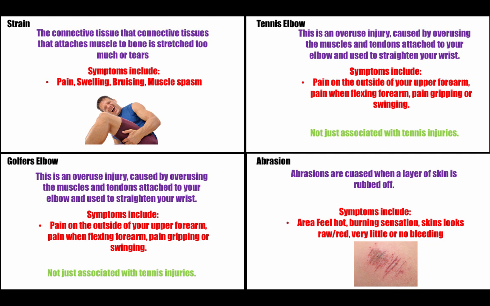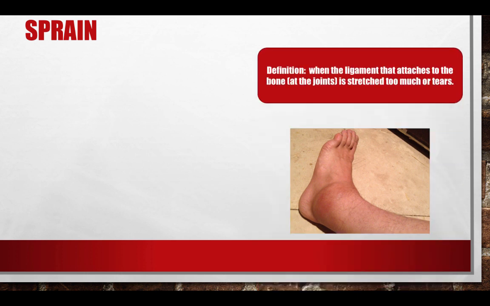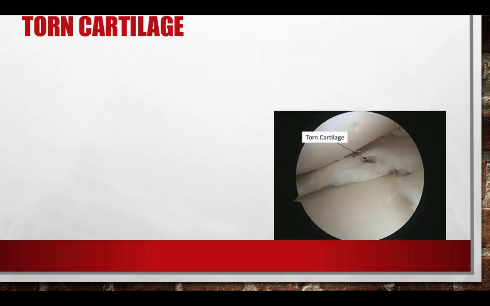Abrasions. Abrasions are caused when the layer of skin is rubbed off. Symptoms would be the area feels hot, a burning sensation, skin looks red raw, very little or no bleeding. For example, in the picture. It is also known as a graze. Sprain. When the ligament that attaches to the bone at the joint is stretched too much or tears. Symptoms: swelling, bruising, numbness, pain, especially if you're trying to put weight on the site of the injury.